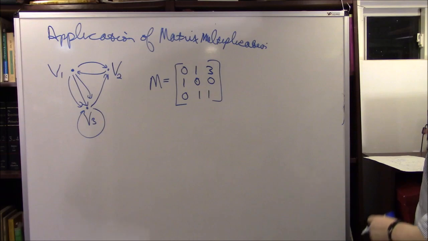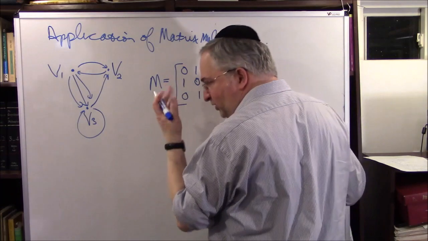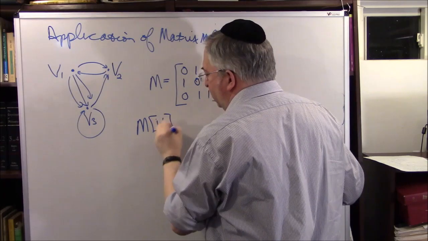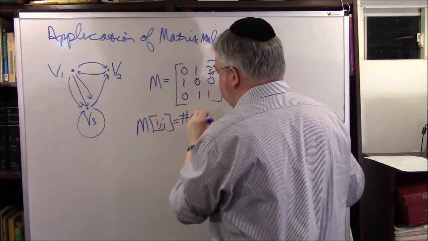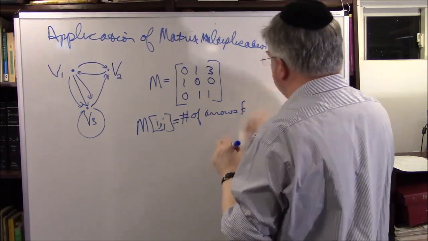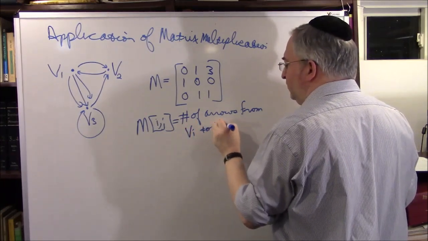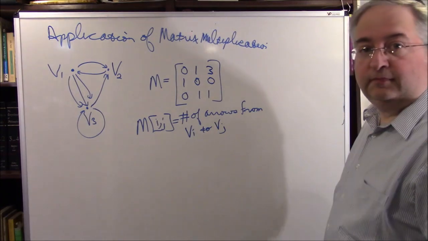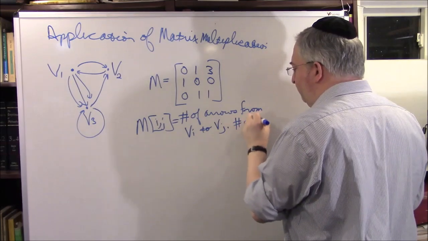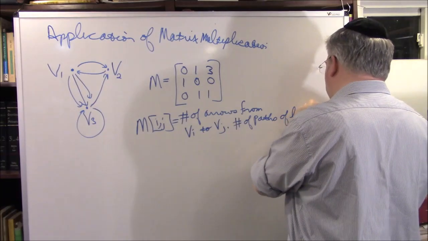I like to write up what this matrix is. The entries are, I did this 10 minutes ago, but it's worth doing it again. M_ij is equal to the number of arrows from vertex i to vertex j. I'm going to write it another way: the number of paths of length 1.